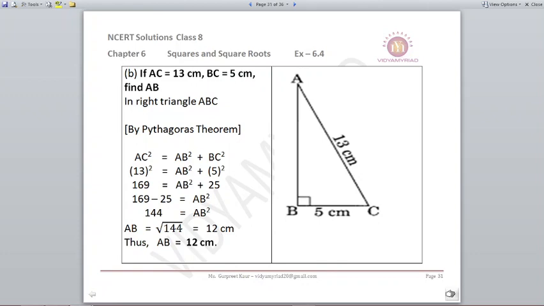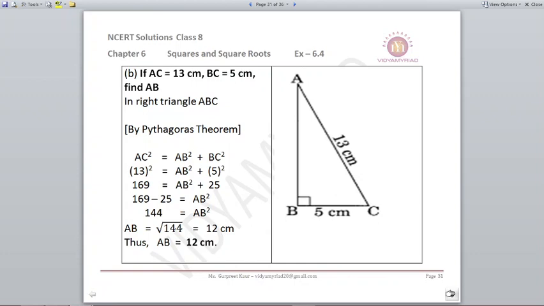Next, we have given hypotenuse, we have given the base, we have to find out the perpendicular. We will be using the Pythagoras only, that is AC square is equal to AB square plus BC square, which is 13 square is equal to AB square plus 5 square. 13 into 13 is 169, 5 into 5 is 25. So 169 minus 25 is 144.